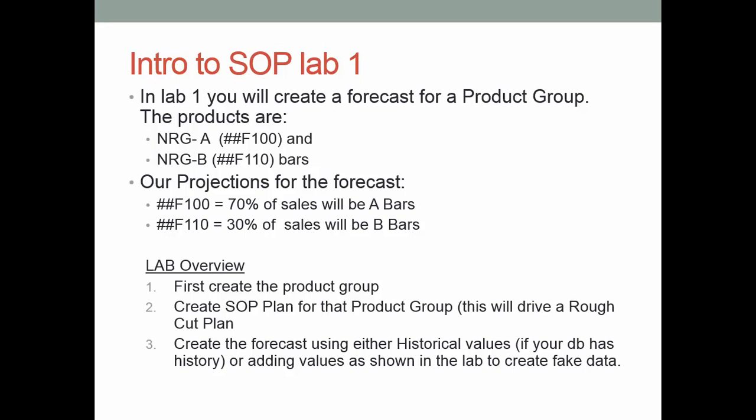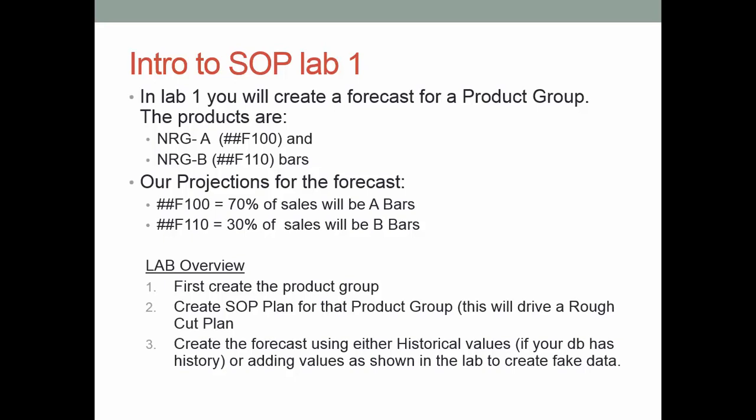So, intro to your lab 1. In lab 1, you're going to create a forecast for a product group. The product groups, of course, are the NRG A bars, which is F100, and the NRG B bars, which is F110. Our projection for the forecast for NRG A bars is going to be 70% of sales, and the F110, or B bars, is going to be 30% of sales.